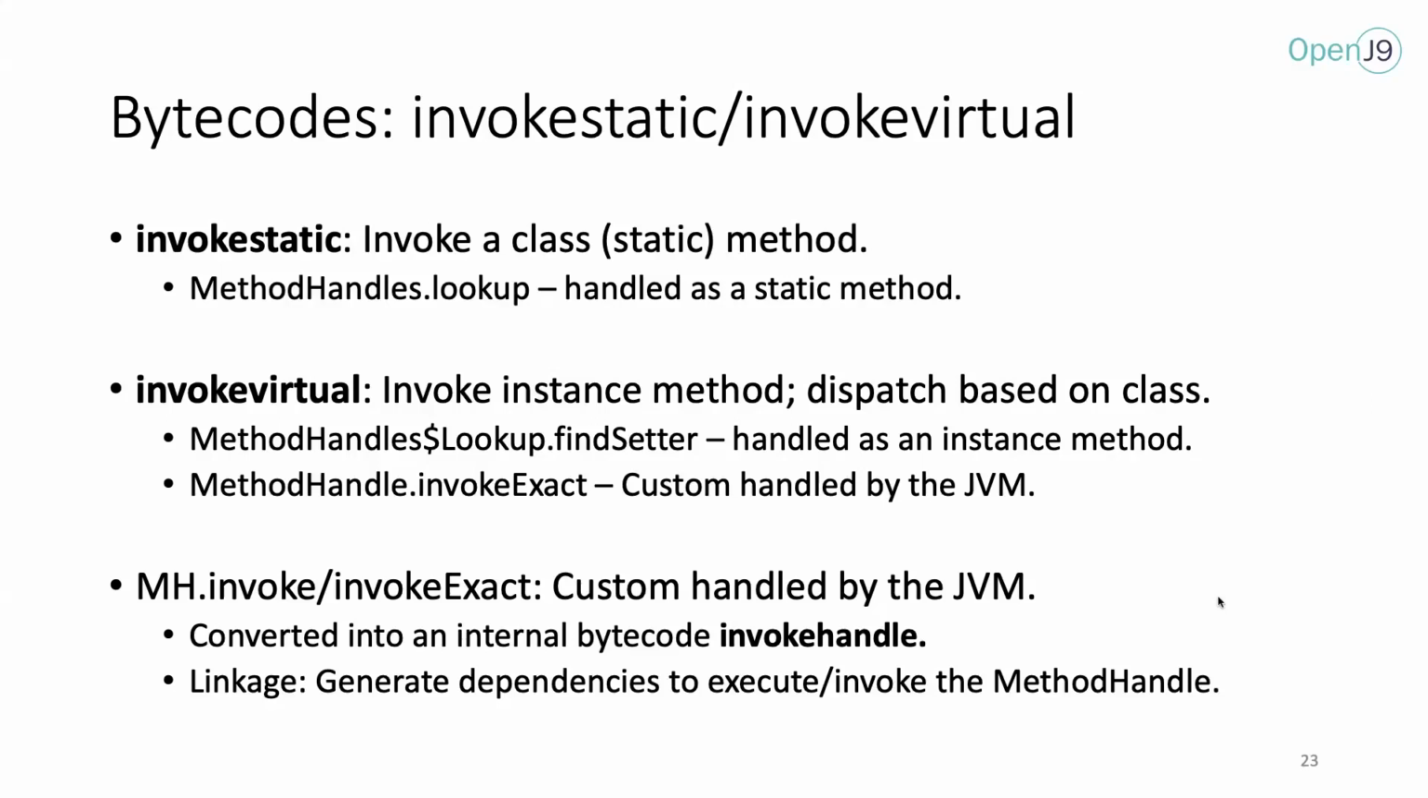And then invokeExact is also represented as an invokevirtual, and it's custom handled by the JVM. The invokevirtual is rewritten into the invokehandle bytecode that we mentioned earlier, and it has a custom handling mechanism, which we will cover later in the presentation. In this stage, the JVM also deals with the linkage, where it generates the dependencies to execute the method handle.